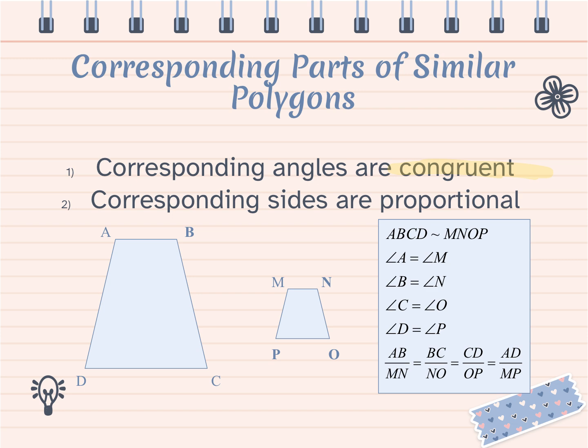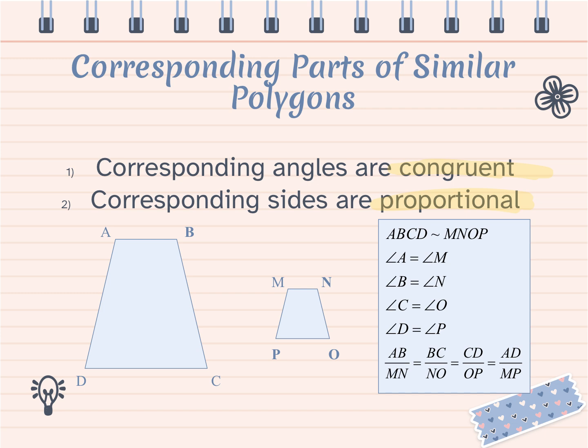Corresponding sides are proportional. Proportional does not mean equal. So please do not put the same measures for each. Proportional means it's similar. You're going to have some sort of scale factor. You're going to have some sort of change, but the change is going to be the same for all the sides. So similarities, similar.